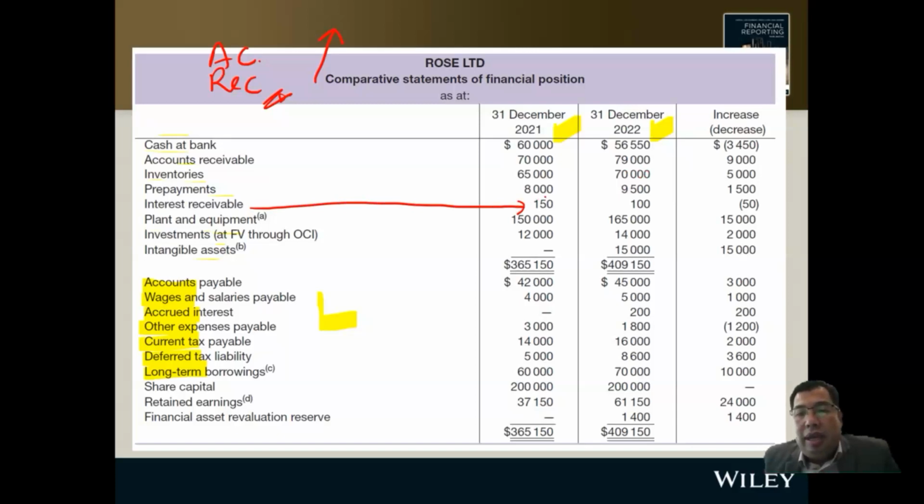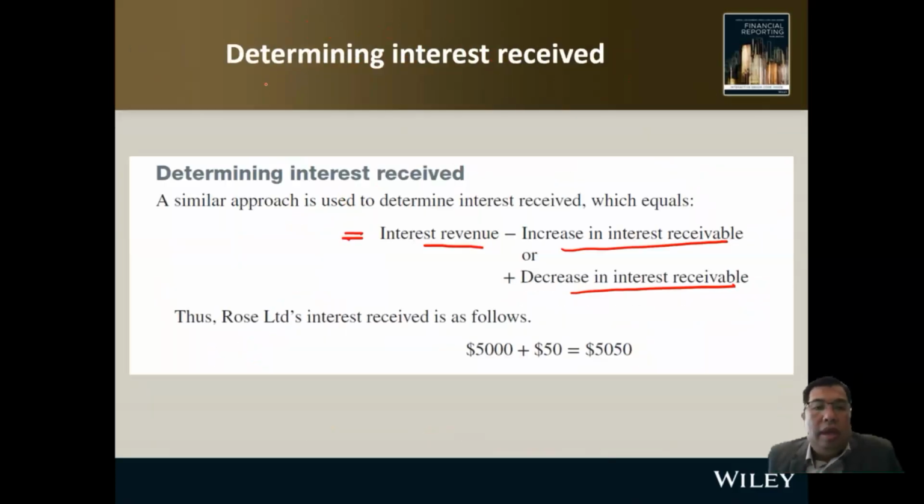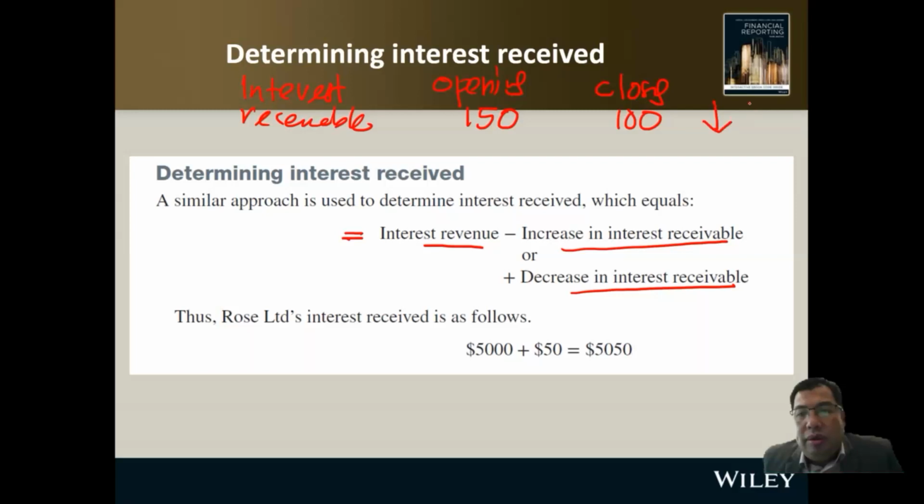Previously, you expected to receive interest receivable of 150. Now your interest receivable is only 100. Your opening balance, brought down, is 150. Your closing balance is 100, which means it reduced by 50. Previously, you expected to receive interest of $150, but at the end of the year, you check that your balance of interest receivable has reduced by $50.